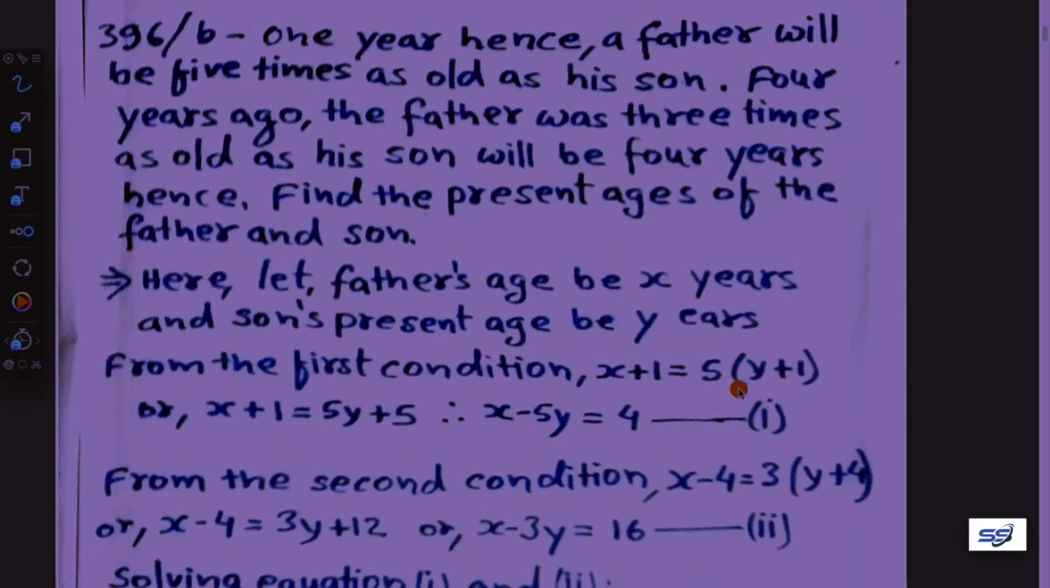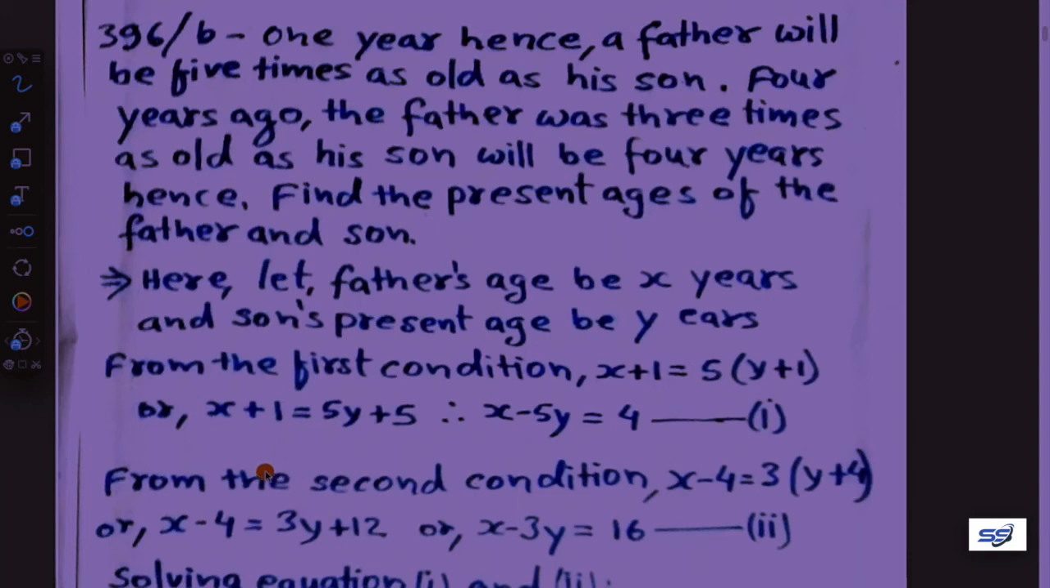Now, to make our calculation easy, we should make this equation a little bit simpler. Or x + 1 = 5y + 5 into 1, 5. Therefore, x - 5y = 4. Now, 5y changes its side, and plus 1 also changes its side. In this way comes x - 5y, and 5 minus 1 is 4. So x - 5y = 4. Now, let this be equation 1.